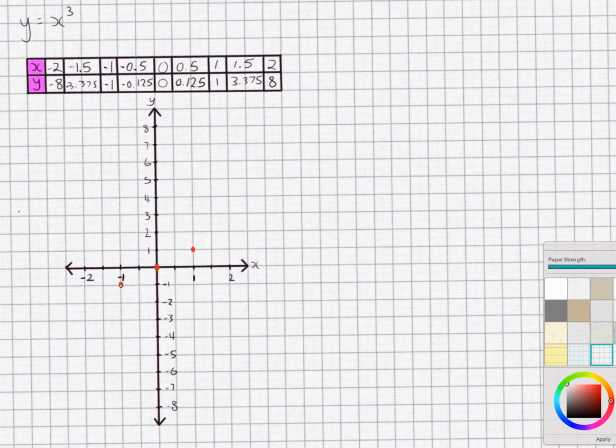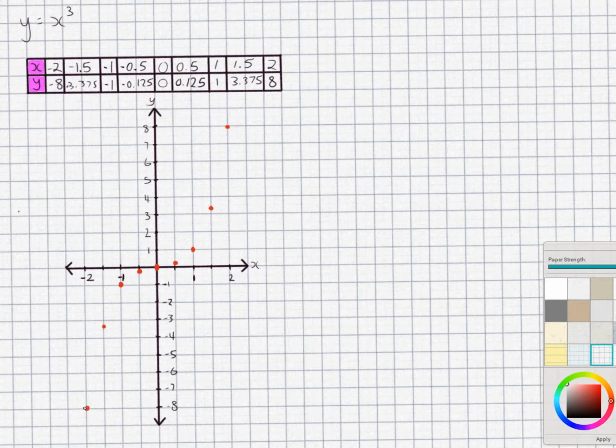In between those, we have a half and 0.125, so it's going to be very close to the x-axis, and the same over here, but just below. And then when we go to 1.5, we go to 3.375. So 1.5 to 3.3 around here, and the same over in quadrant 3 around here. And then 2 jumps all the way up to 8, and negative 2 goes all the way down to negative 8.